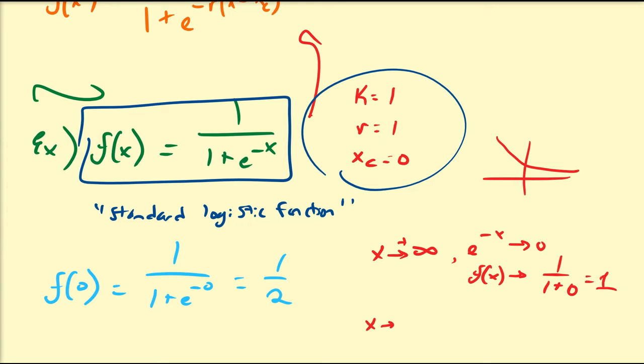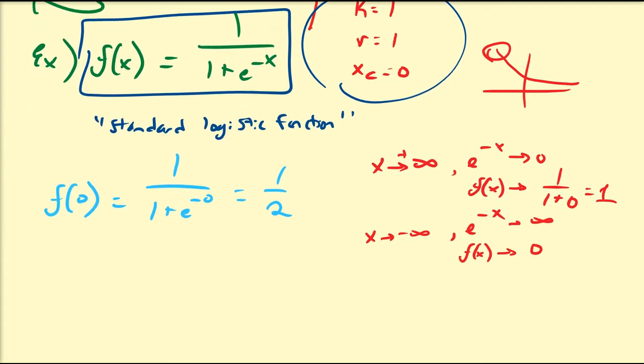And as x gets close to minus infinity, e to the minus x gets really big on the left-hand side of that graph. So f of x gets close to 1 over an arbitrarily large number, which, as we know for rational functions, gets close to 0. So combining these three concepts together, we can generate a sketch for this standard logistic function.